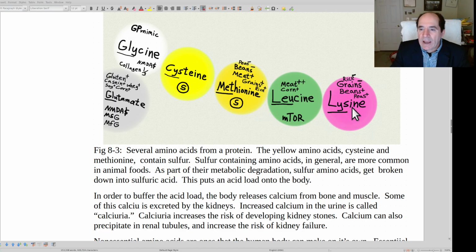Now, in contrast, if you look at lysine, beans have plenty of lysine, and peas just go with beans. But the grains and the rice are low in lysine. So if you only ate rice and grains, you would be low in lysine. If you only ate beans, you might be a little bit low in methionine. Not necessarily, though, because there's so much protein in beans.